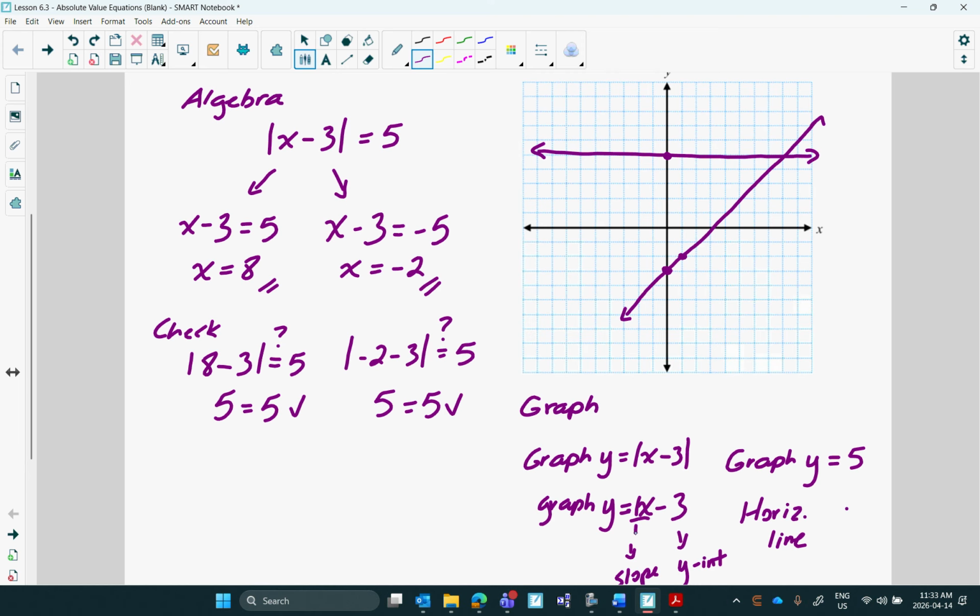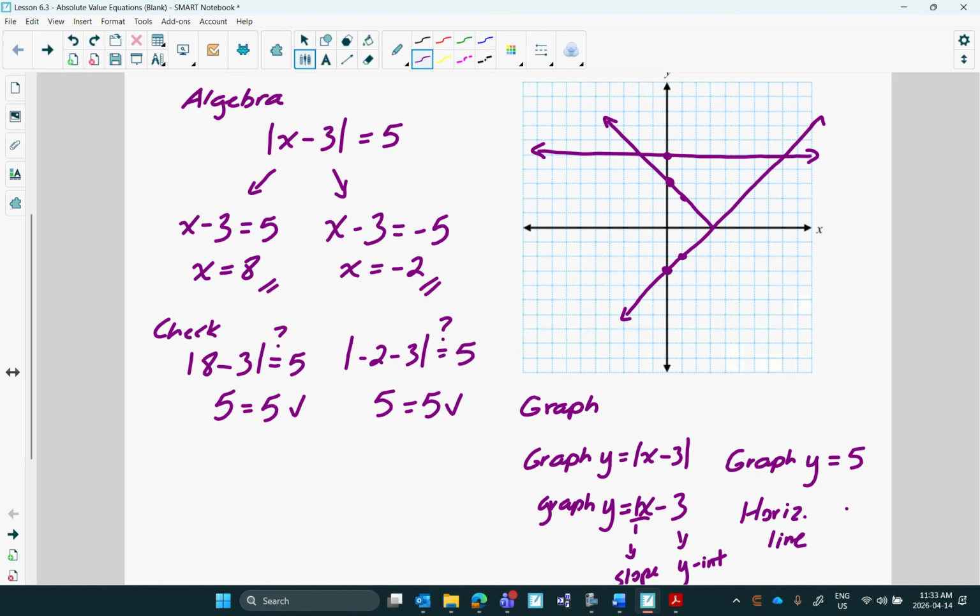But that's not the absolute value graph. What do I have to do to change it to absolute value? Flip what up? Everything that's below, yes. Okay, so this has to flip up, this has to flip up, and we see we get this.